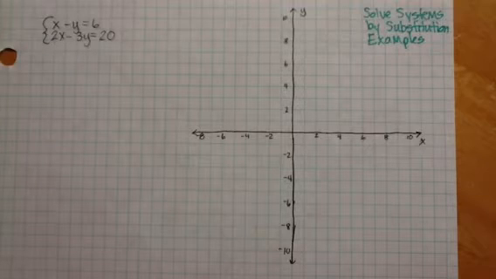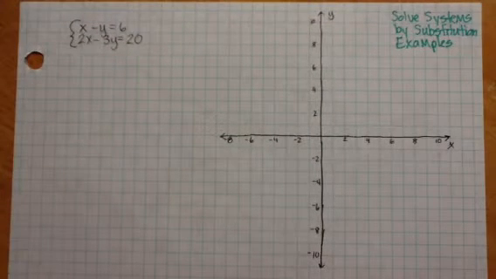What we're going to be doing next is doing a couple of examples of solving systems of equations by substitution. The first system we're going to be solving is x minus y equals 6 and 2x minus 3y equals 20.